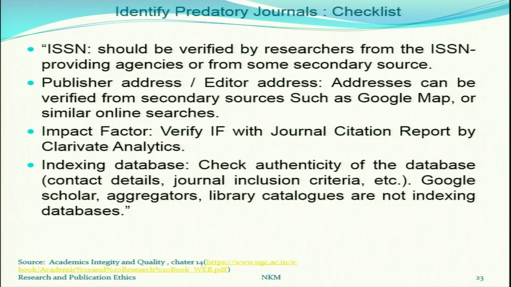So we have to identify predatory journals, and there is a checklist we can use before we choose any journal. First of all, the ISSN should be verified by researchers from the ISSN providing agencies or from secondary sources. You can check clearly. If they mention Scopus or SCI, you must check other resources like scopus.com. Then you can check through Web of Science, and these are resources.